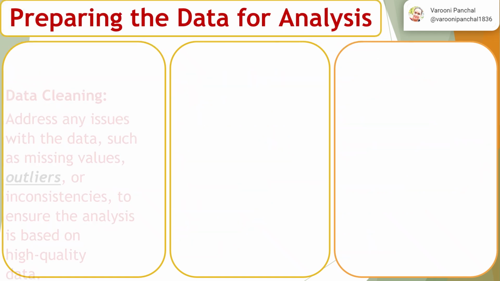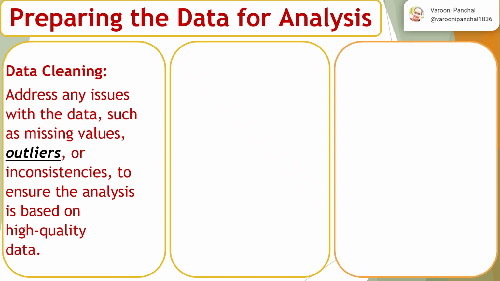Preparing the data for analysis. Data cleaning. Address any issues with the data such as missing values, outliers, inconsistency, to ensure the analysis is based on high quality data. Now why is it essential to remove such outliers? Because say for example, I have an efficacy primary endpoint value that should not be more than 10. Now the outlier value is 20 for one particular record.